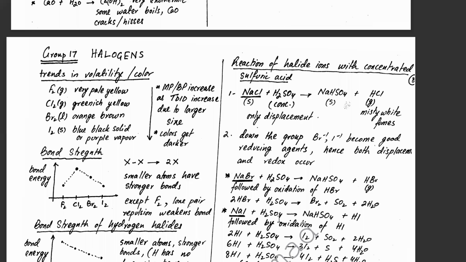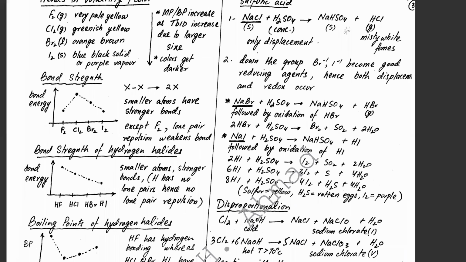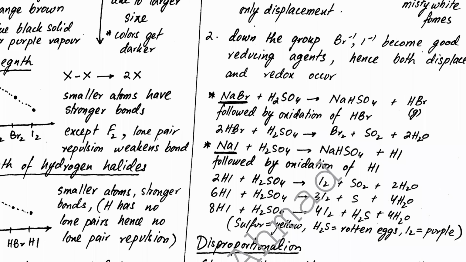Initially, for NaBr and H2SO4, you get HBr, but immediately this HBr, the Br-1, likes to lose electrons. So it will start turning into Br2. And who would be gaining electrons? The sulfuric acid would be gaining electrons. It would get reduced. Sulfur is +6 over here, sulfur is +4 over here. So it will form sulfur dioxide.